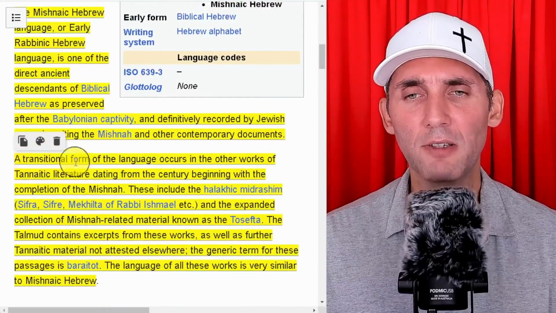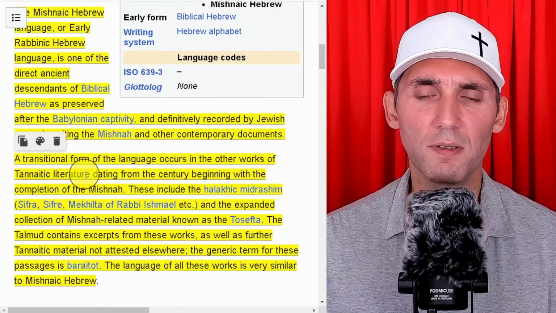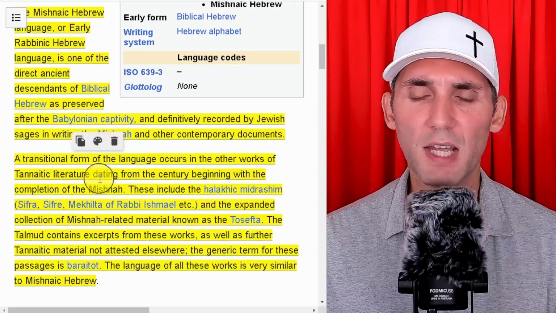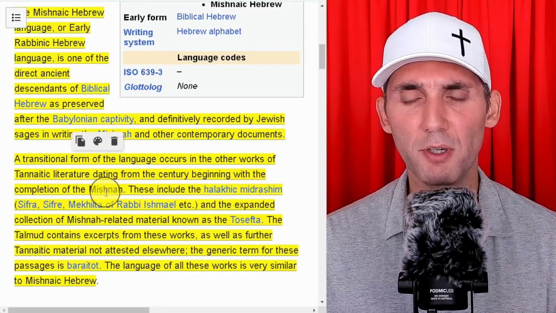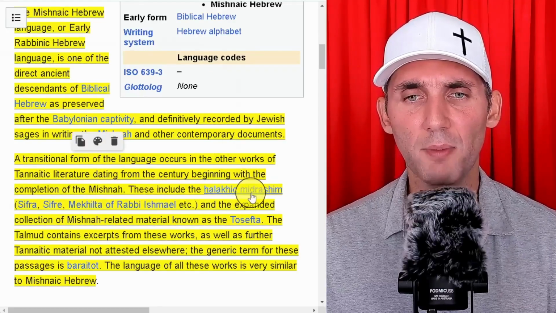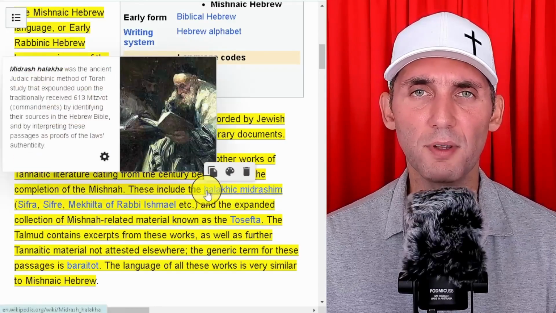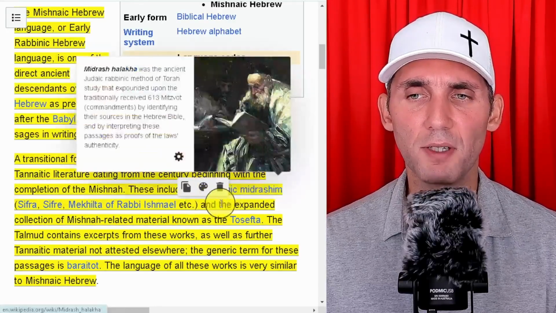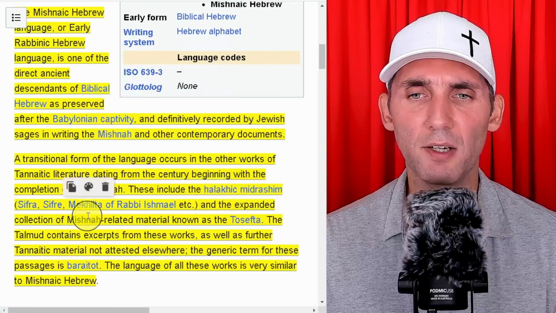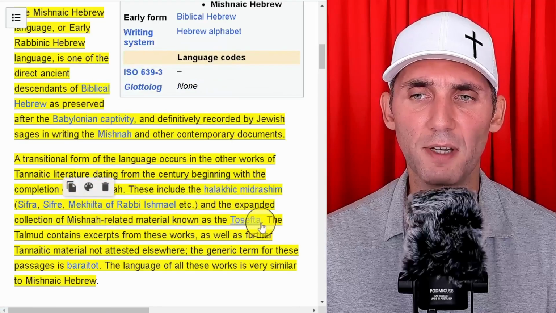This is a tradition, and it's been altered with certain things that are very important to understand. A transitional form of the language occurs in the other works of the Tannaitic literature, dating from the century beginning with the completion of the Mishnah. These include the halakhic midrashim. Halakhic has to do with the laws, and midrash are documents. So, and the expanded collection of the Mishnah-related material known as the Tosefta.